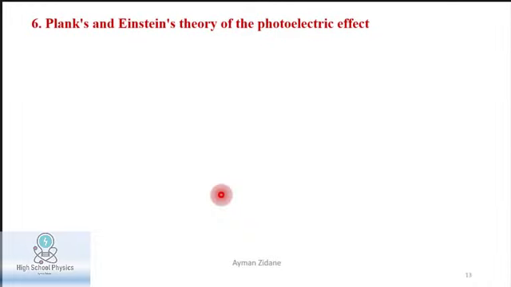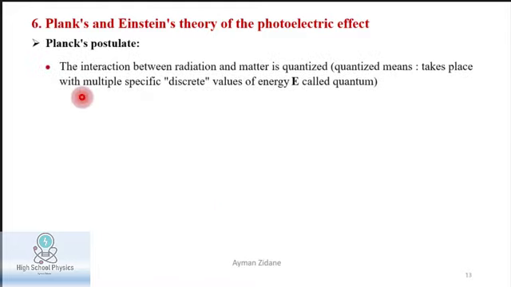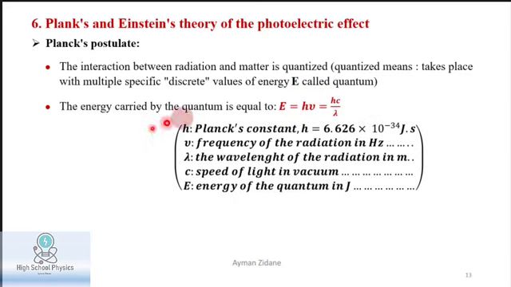Part 6, we will talk about Planck's and Einstein's theory of photoelectric effect. First, let's talk about Planck's postulate. The interaction between radiation and matter is quantized. Quantized means takes place with multiple specific discrete values of energy called quantum. The energy carried by each quantum is equal to E = hν = hc/λ.